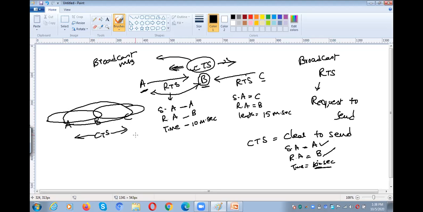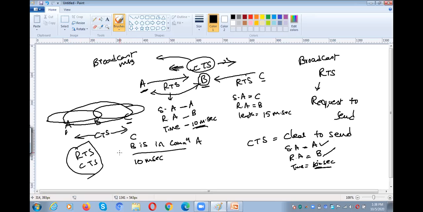So C came to know that B is now in communication with A. So I don't want to disturb the communication. I will wait for 10 milliseconds. Why? Because the duration of communication is 10 milliseconds. So even though A is hidden to C and C is hidden to A, because of request to send and clear to send packets, we can solve the hidden problem.